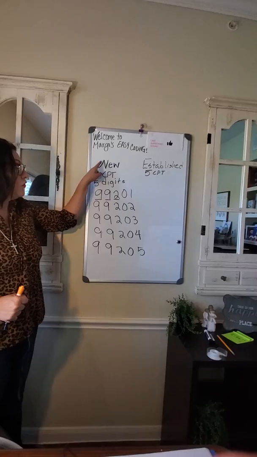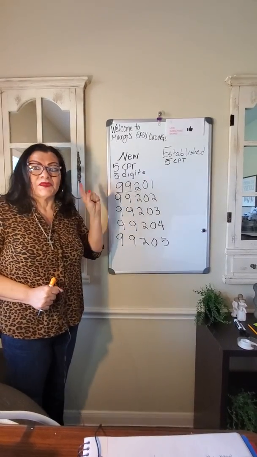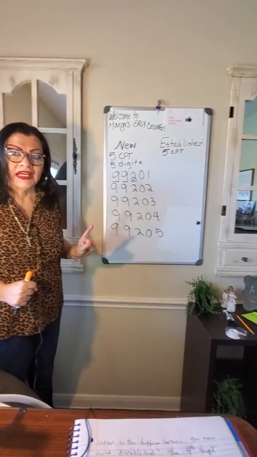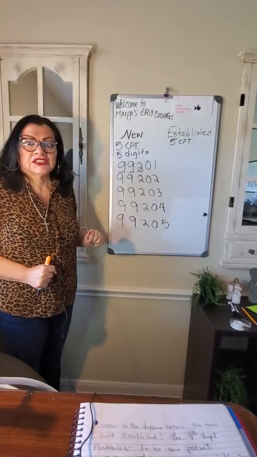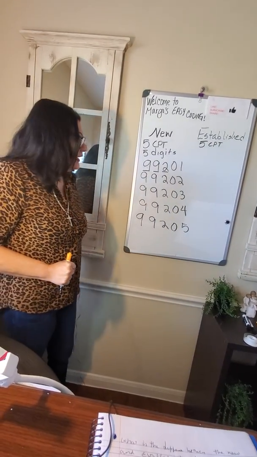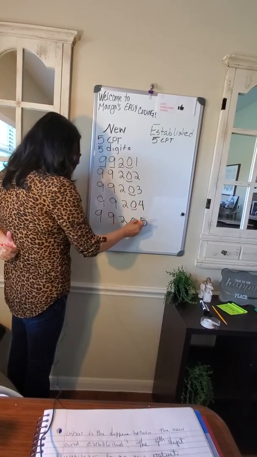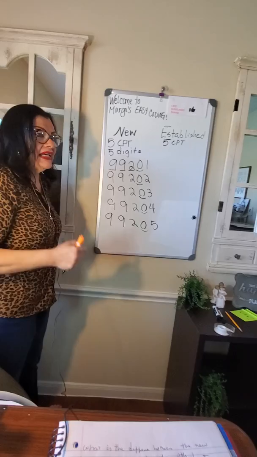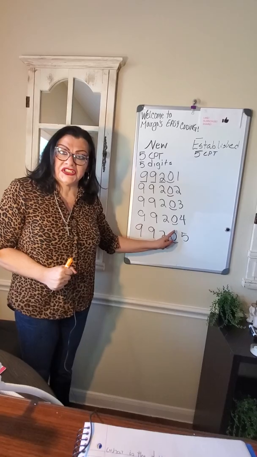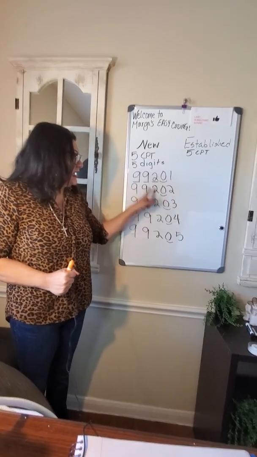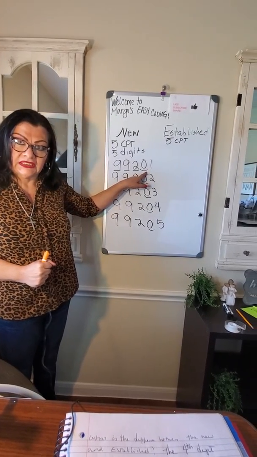So since we are coding for a new patient office visit, which means evaluation and management face-to-face, we already know that 992 are the first 3 digits. Then why do I have a 0 in all of them? This 0 tells you that you are coding for a new patient. 0 means evaluation and management face-to-face for a new patient.